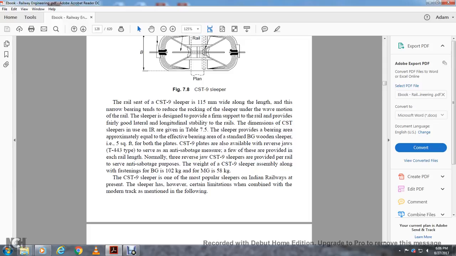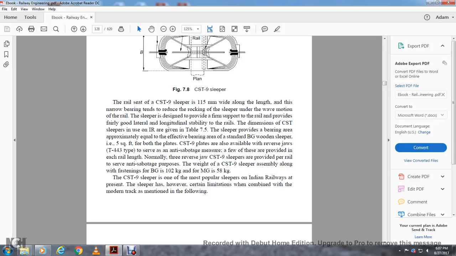The sleeper provides a bearing area approximately equal to the effective bearing area of the standard broad gauge wooden sleeper, that is 5 square foot, for both plates. The CST9 plate is also available with a reverse jaw, to serve as an anti-sabotage measure. Normally, three reversible jaw CST9 sleepers are provided per rail length for this purpose. The weight of the CST9 sleeper assembly along with the fittings is 102 kilograms for broad gauge and 58 kilograms for meter gauge.